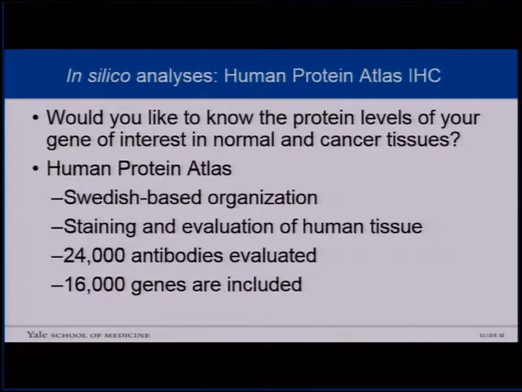So in the last couple minutes, I'm just going to mention a website that you may not have heard of before. Human Protein Atlas is from a foundation, and it's Swedish-based, has very good pathology support. They've evaluated over 24,000 antibodies and 16,000 different gene products. So the chances are that your gene product of interest will probably have had full staining on tissue microarrays of about 20 different cancer types. And so here are some examples of that.